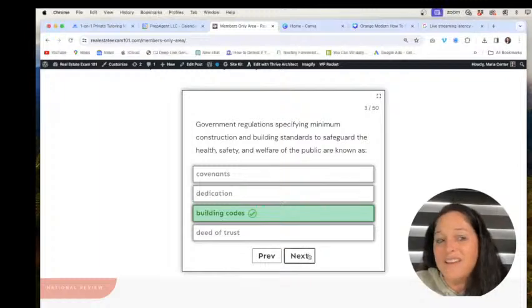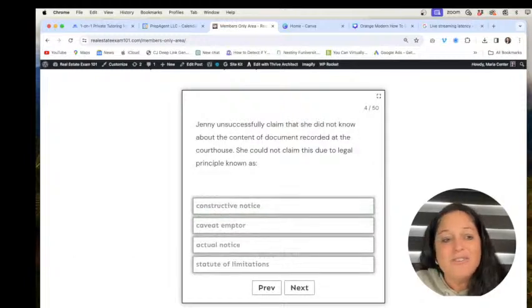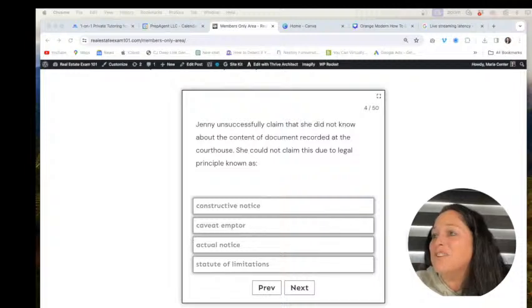Okay, next, we have: Jenny unsuccessfully claimed that she did not know about the content of a document recorded at the courthouse. She cannot claim this due to the legal principle known as what? When I'm expected to know something. Remember, when I'm expected to know something. Do I have constructive notice? Do I have caveat emptor? Do I have actual notice or statute of limitations?